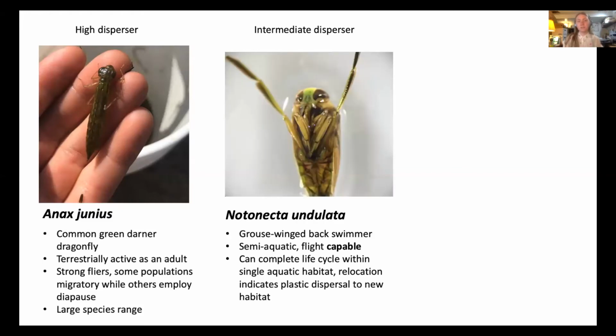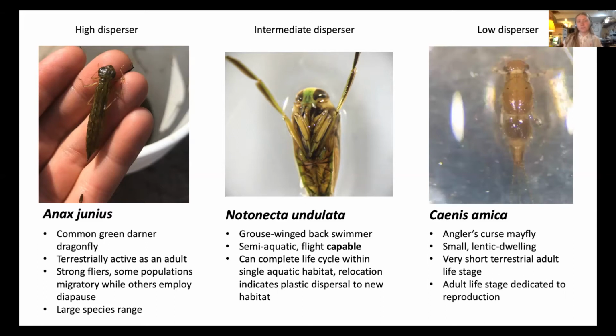For our intermediate disperser, we chose Notonecta undulata, also known as the grousewing backswimmer. This is a semi-aquatic and flight-capable hemipteran that can complete its entire life cycle within a single aquatic habitat, and relocation to another aquatic habitat typically indicates plastic dispersal as a response to pressures such as predation.